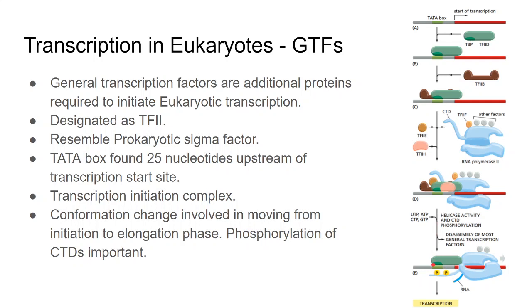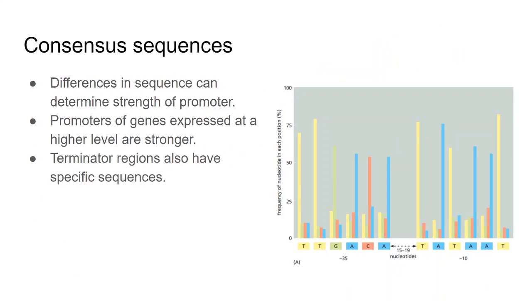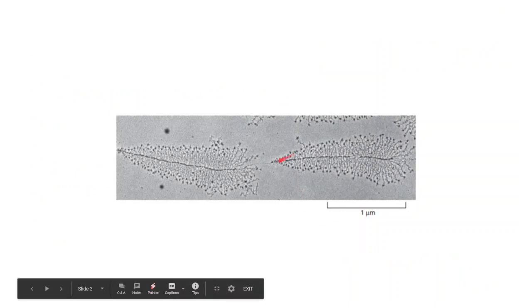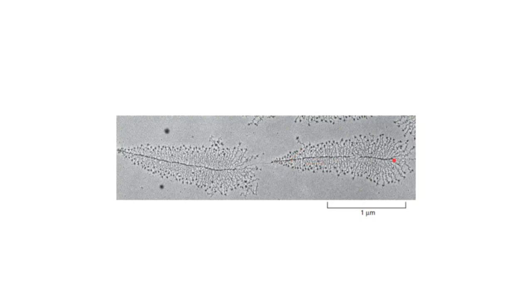So you can have multiple RNA polymerases acting together on the same gene. Just like this image, you have multiple rounds of transcription occurring at the same time, and that's how it occurs.